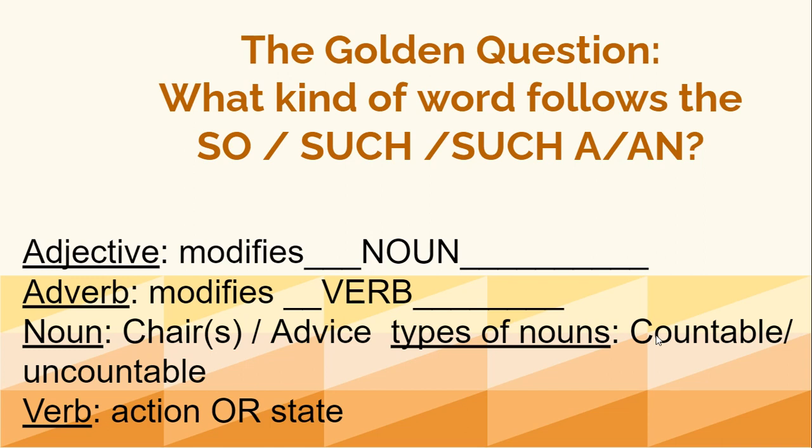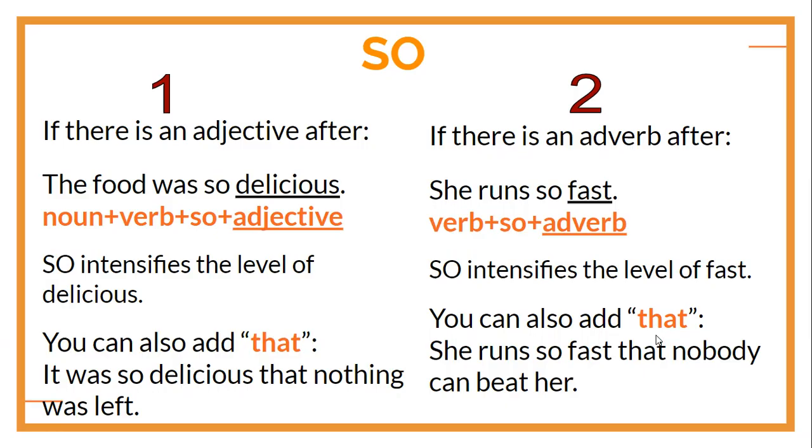A noun can be in singular or plural, just like chair or chairs, or uncountable. That's why we have two types of nouns, countable and uncountable. And a verb can be an action or a state. To use so, we have three rules. First, it can be used before an adjective. That is why it says if there is an adjective after, we can use so.